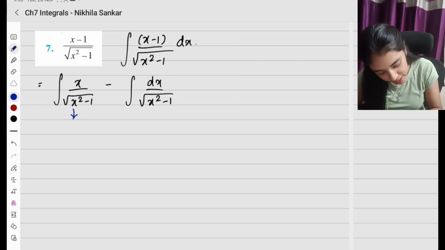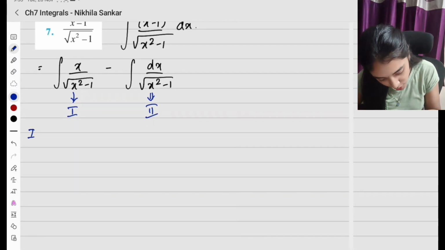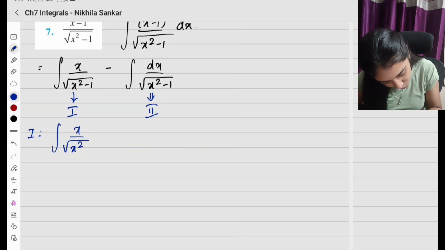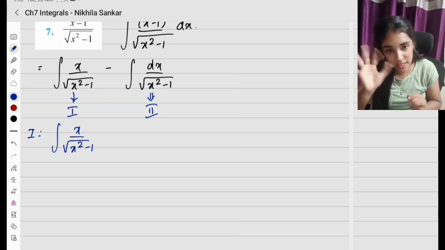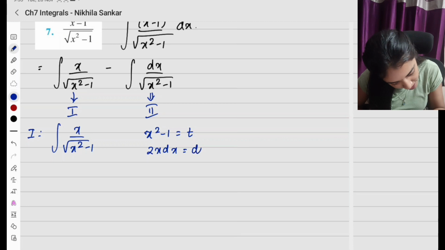So, basically, this is going to be number 1. This is going to be number 2. So first number 1, number 2 solve பண்ணலாமா? So number 1, when I start solving, I have integral x divided by square root of x square minus 1. I'm going to make a substitution. என்ன substitution? X square minus 1 equals t. So I have 2x dx equals dt.